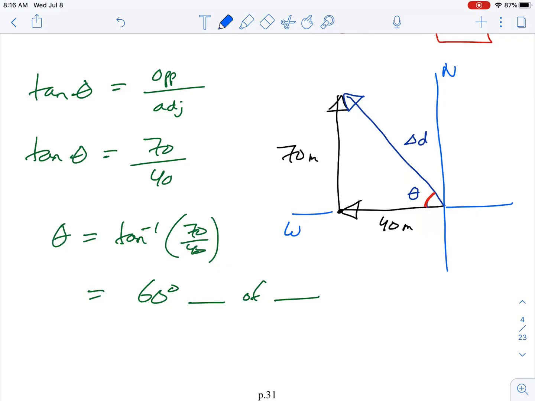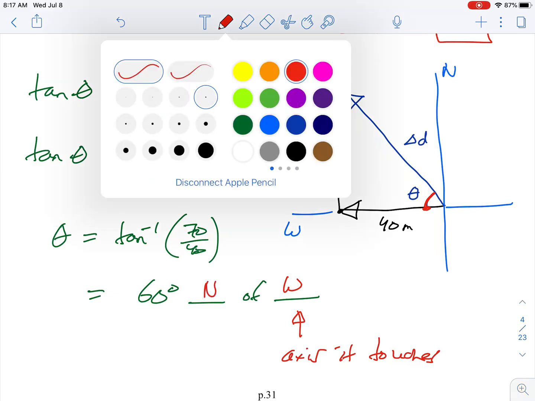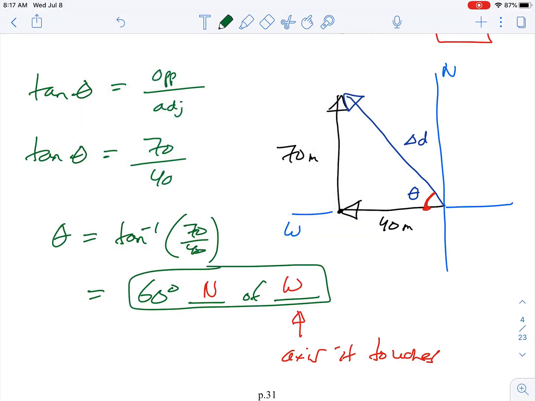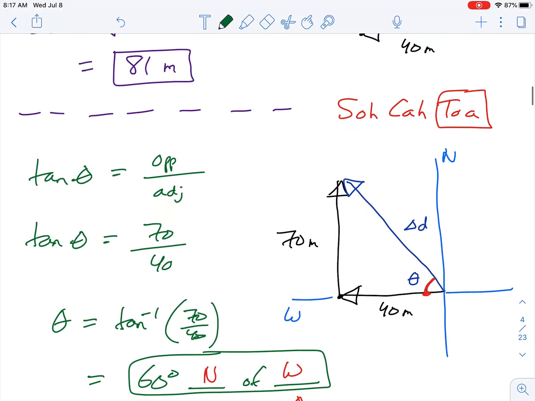But notice I only labeled the axes that actually are related to this vector, north and west, which means we only have two choices. It's either going to be north of west or west of north. Just remember this. The second letter is the axis it touches. Well, it's touching this axis down here, which is the west axis. So west goes here, and you're going north from there, kind of like the example we did at the very beginning. There's the direction, and up here is the magnitude.